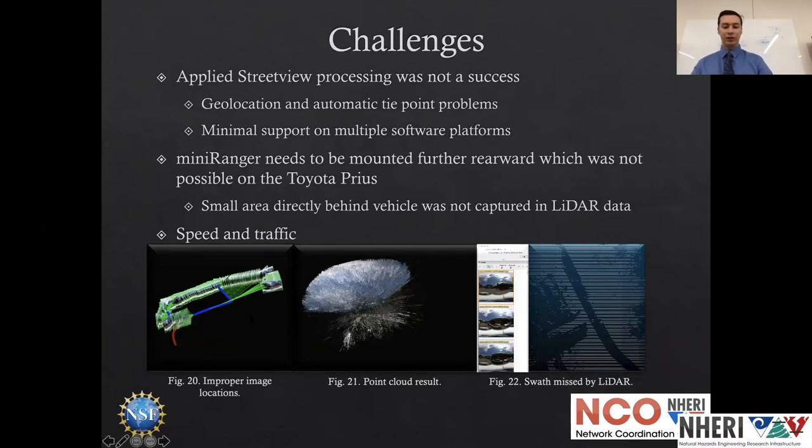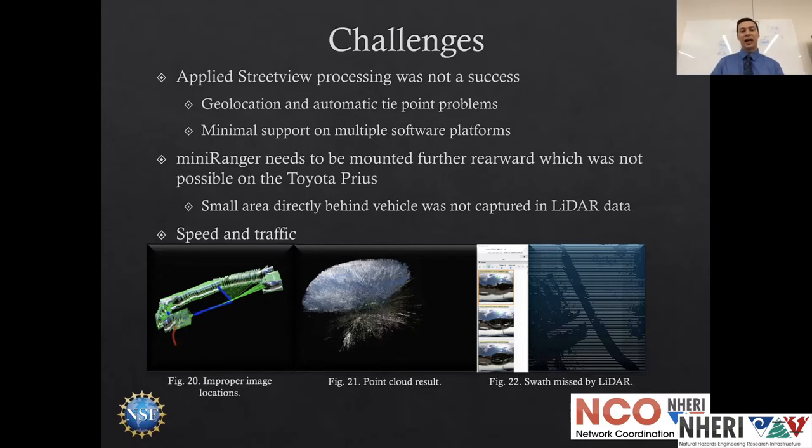Geolocation was an issue. So in this bottom left image, you can see these green lines. That is the location error between the GPS data of the applied street view and where Pix4D thinks the images are. And so that, in combination with the automatic tie point problems, led to the data not being satisfactory.